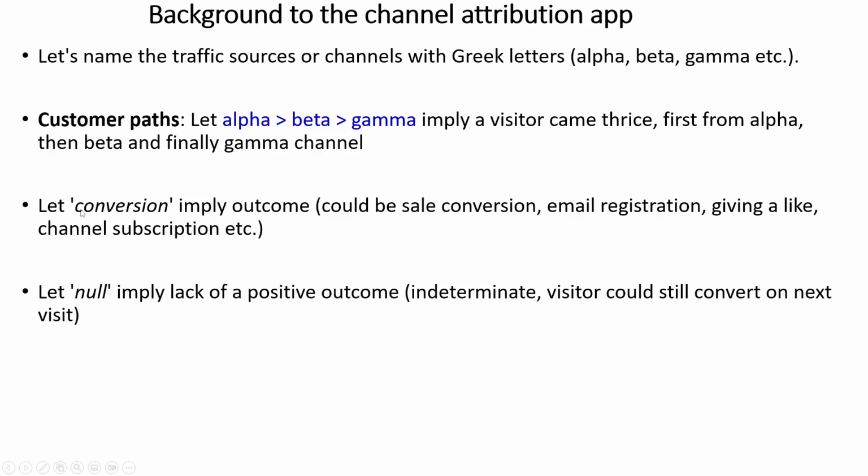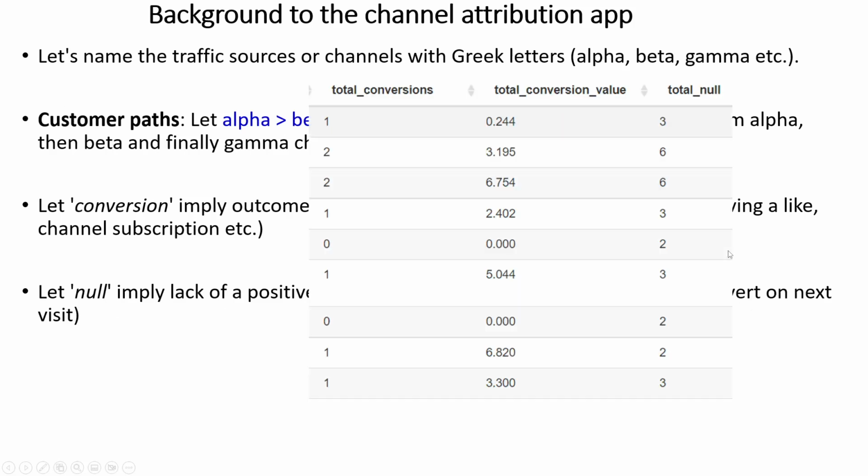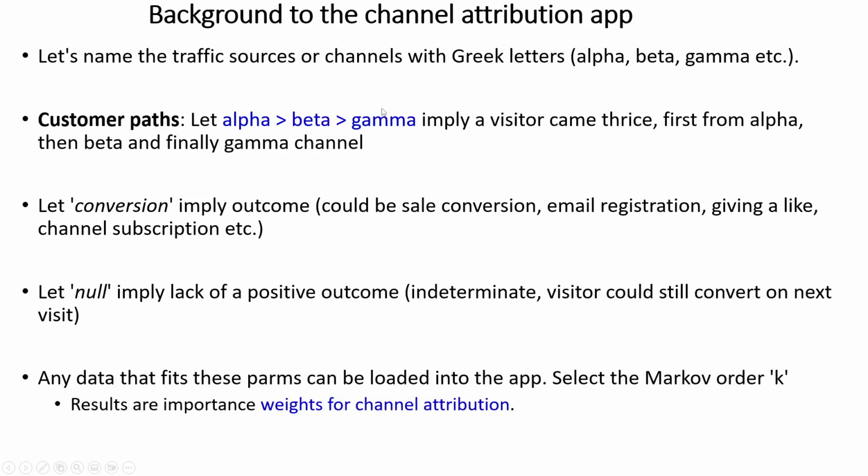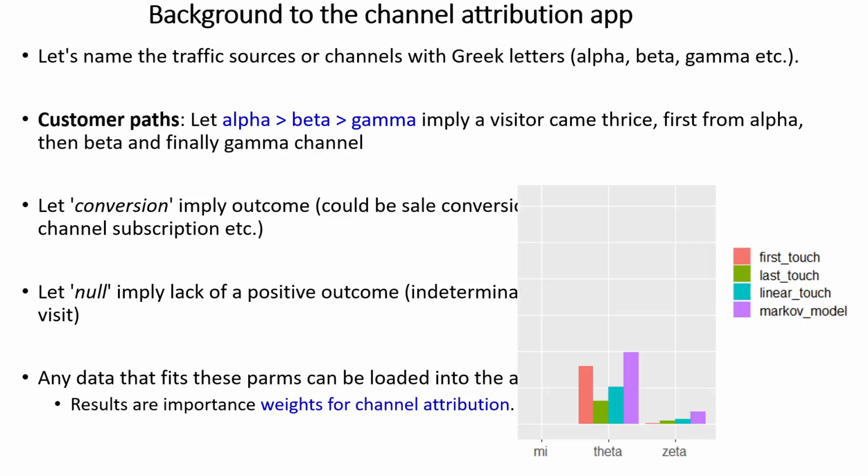Customer paths, well, this is where it is. Let null imply a lack of positive outcome. Indeterminate, the visitor could still convert on the next visit, and we saw this. So we saw these 3 different fields. Now, any data that fits these parameters can be loaded into the app. Select the Markov order K, and results are basically importance weights for channel attribution.